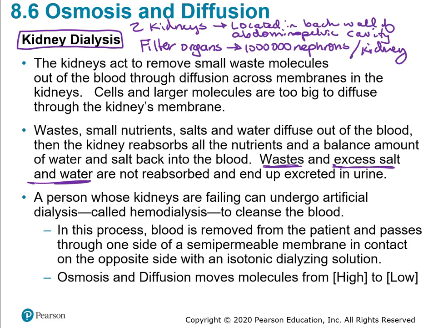So you can filter almost an entire cup of this per minute, because you have 2 million of them. So high function, lots of fluid gets filtered out. In fact, your entire blood supply, with functional kidneys, is filtered about 35 times a day.